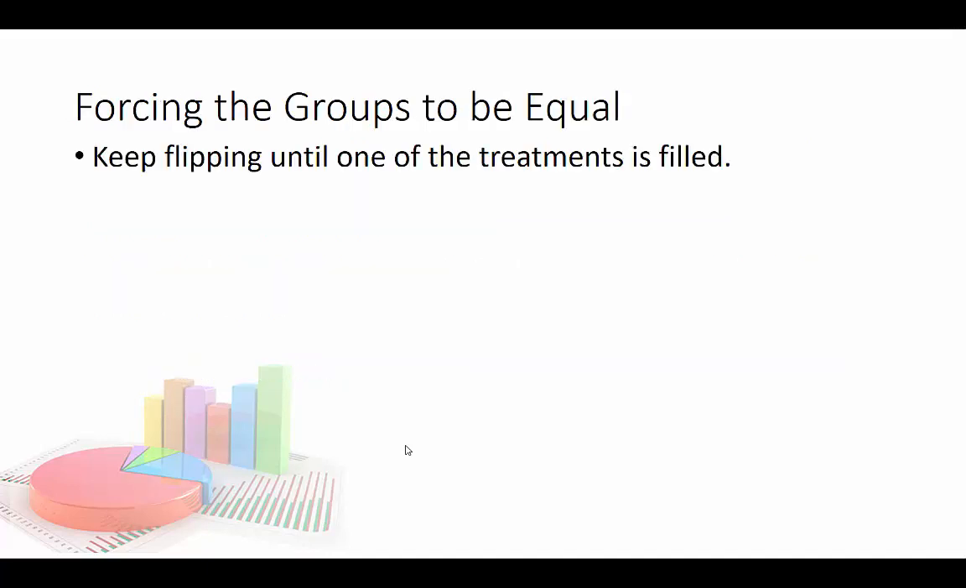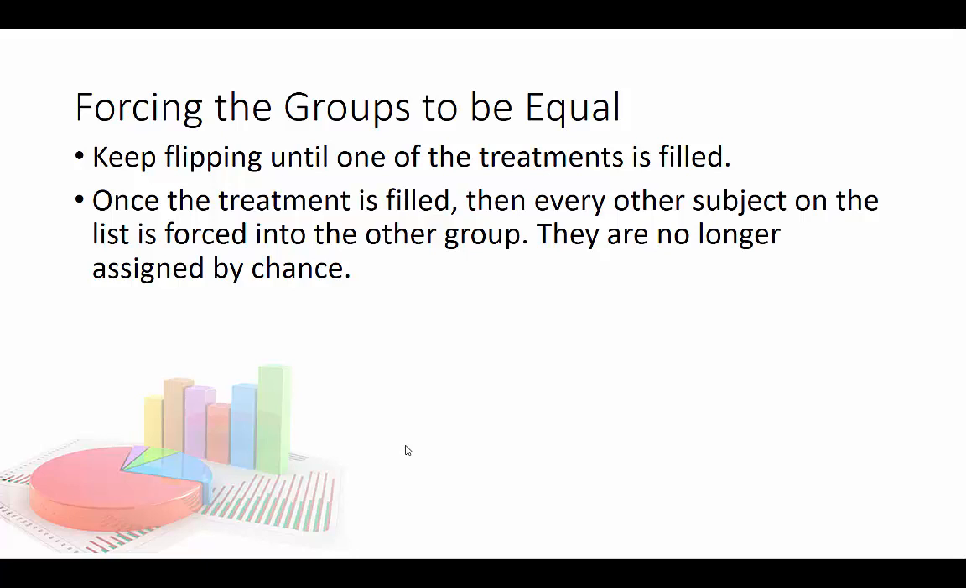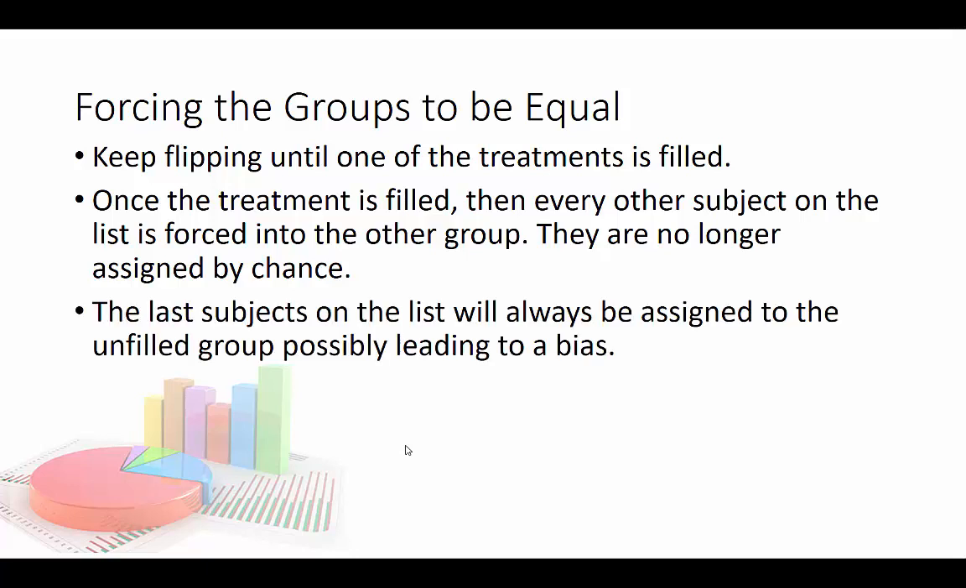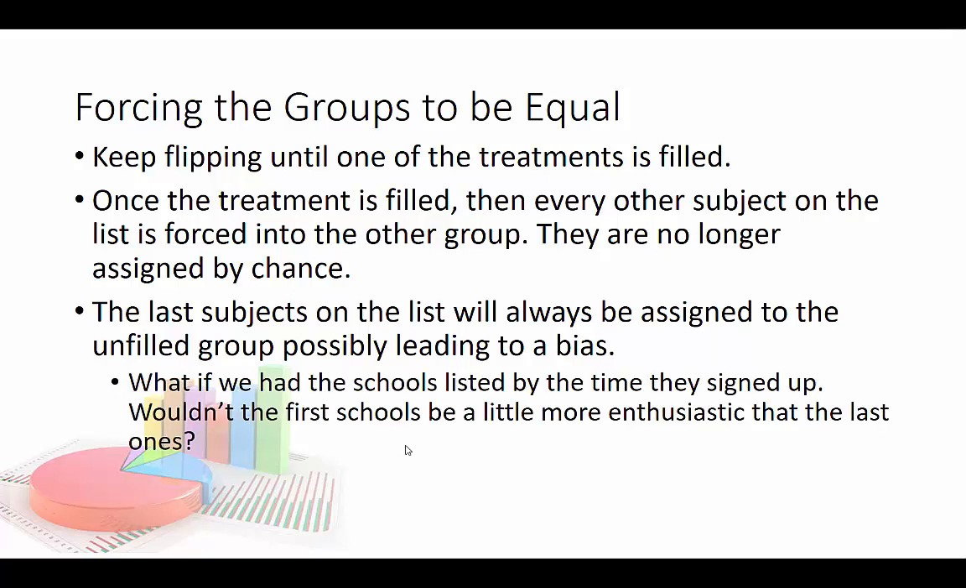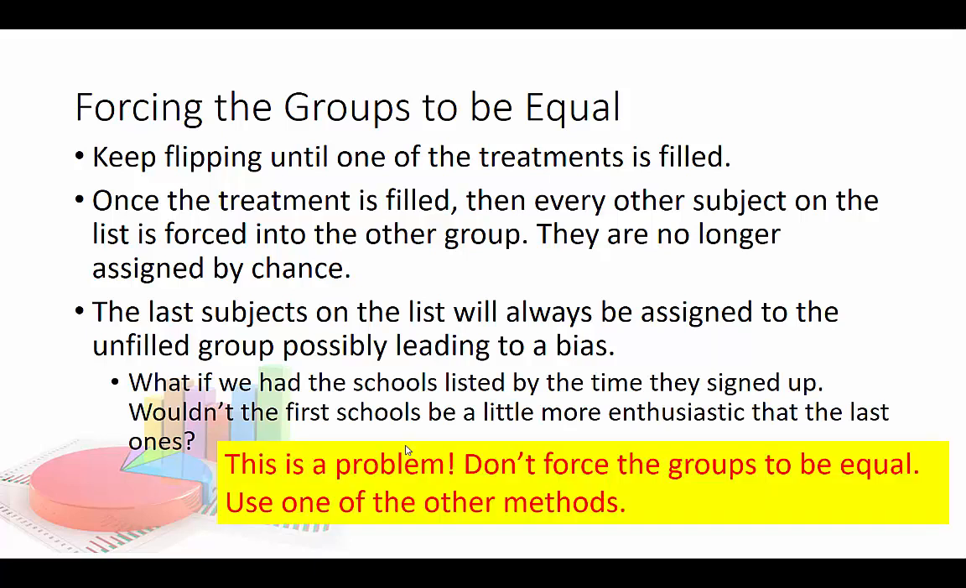So if you force a group to be equal, you keep flipping until one of the treatments is filled, and then you put the other ones in the other group. So you keep flipping until you fill either treatment 1 or treatment 2. The problem is the last subjects on the list will always be assigned to the unfilled group, and this can actually lead to bias because there might be a difference between the people at the end than the people at the beginning. So don't force the groups to be equal. Use one of the other methods.